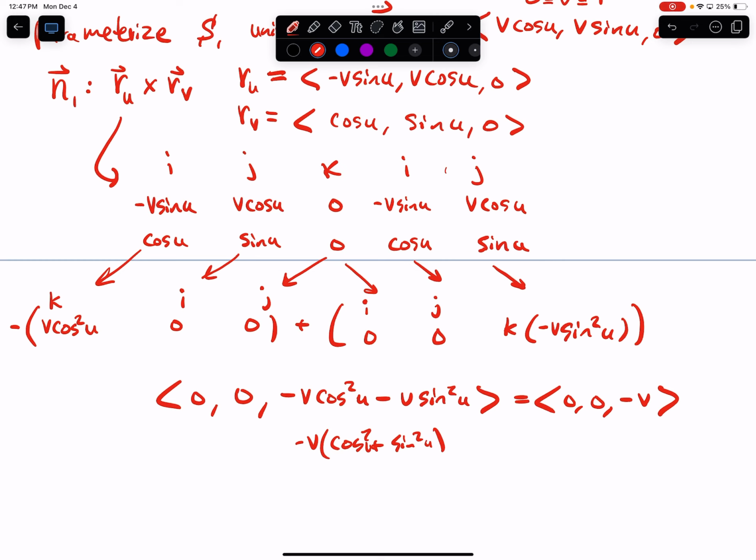All right, does that make sense that it points straight down? That's normal to it, right? Okay.